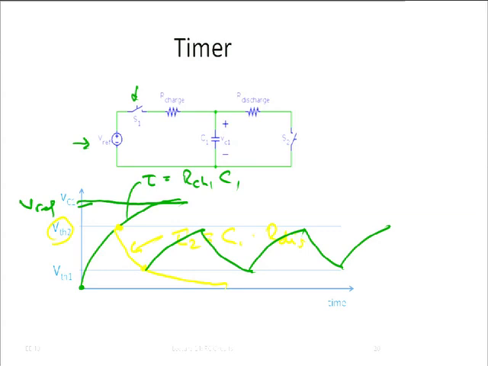Yes? Are we manually opening and closing the switches? No. There is actually a circuit that looks at the voltage across the capacitor VC1, and it compares it to V threshold 1 and V threshold 2. And then based on that, it turns on one or the other of the two switches.